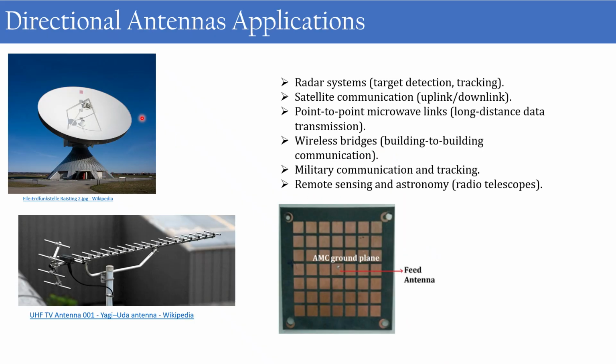These are some examples of directional antennas, like parabolic reflectors, Yagi antennas, and patch antennas. They have different applications like radar systems, satellite communication, point-to-point communication, wireless bridges, military and remote sensing applications where we require the radiation intensity to be concentrated in a particular direction.